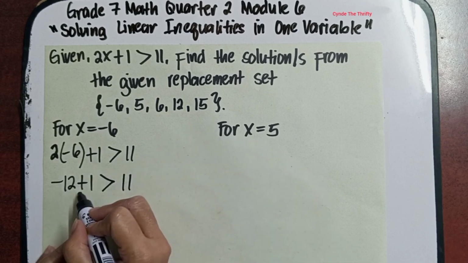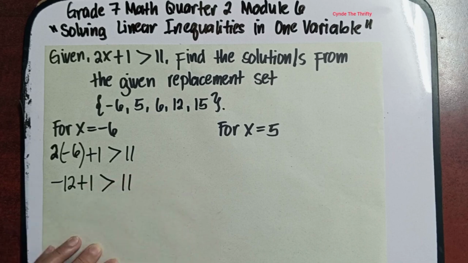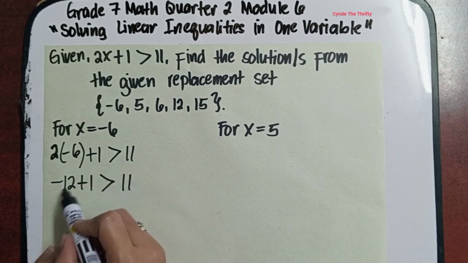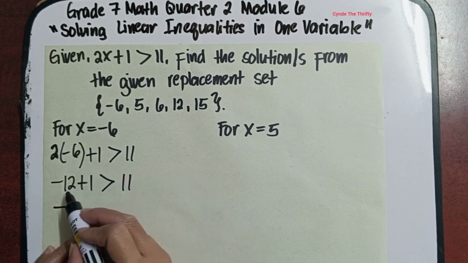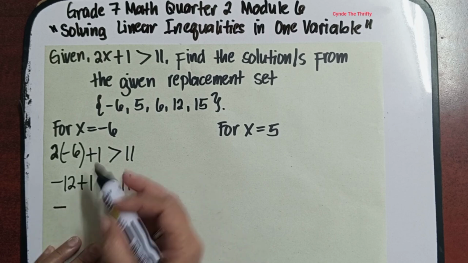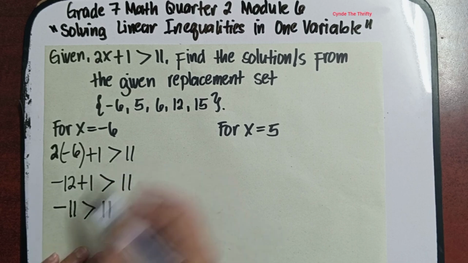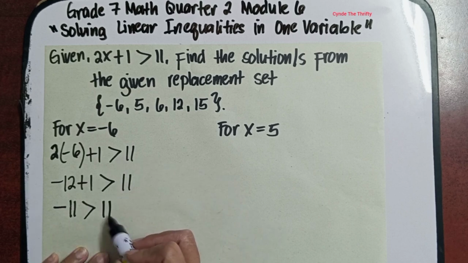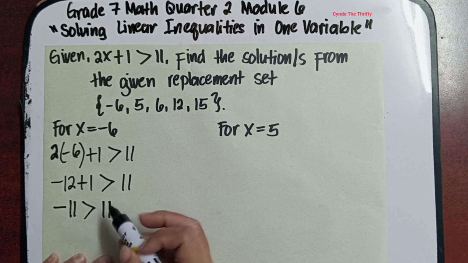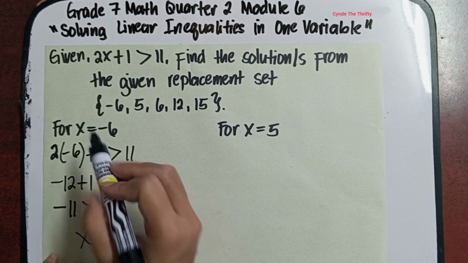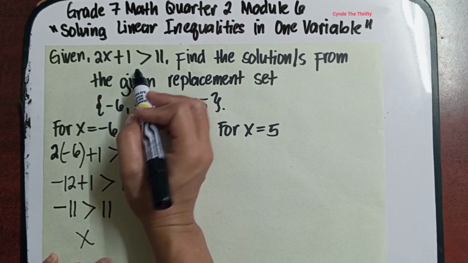So negative and positive, of course, hindi magkapareho. So isubtract natin. At kokopyahin natin ang sign ng bigger number. So, ang bigger number is 12. So, negative ang ating sagot. And then, isubtract natin. So, 12 minus 1 is equal to 11. Is greater than 11. Okay. So, negative 11 is greater than 11. Tama ba ito? Mas malaki ba si negative 11 kaysa kay positive 11? Wrong. So, ibig sabihin, si negative 6 is not a solution to our linear inequality.